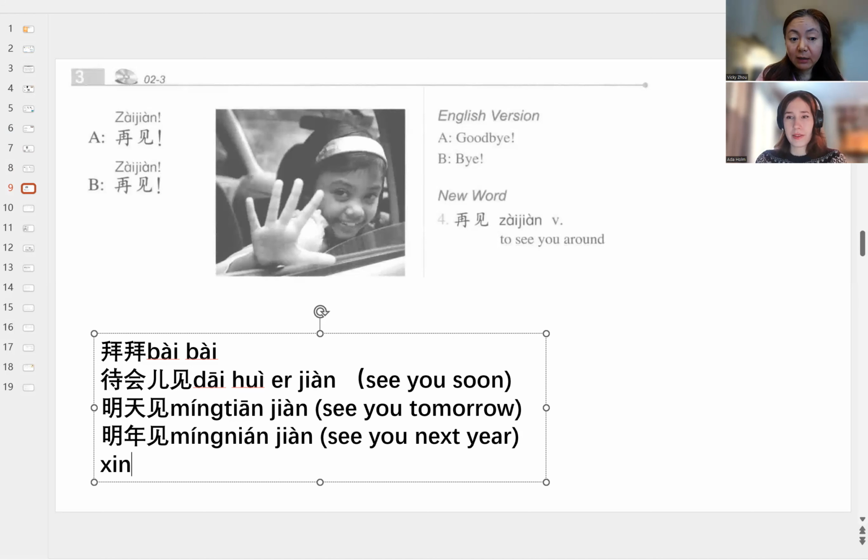星期五见. 对的, 星期五见. Okay, then 再见. 好, the other way is how we say it. 星期五见. Okay. This part should be okay, huh? Okay, all.